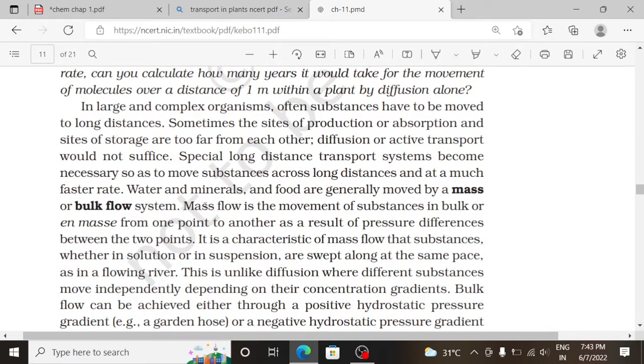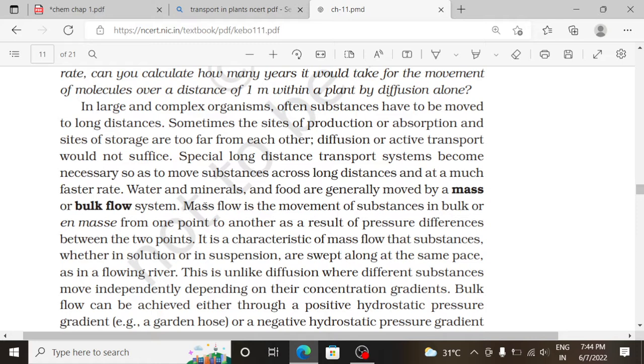In large and complex organisms, often substances have to be moved to long distances. Sometimes the sites of production or absorption and sites of storage are too far from each other. Diffusion or active transport would not suffice. Special long distance transport systems become necessary so as to move substances across long distances and at a much faster rate.